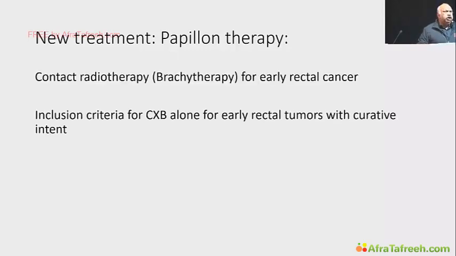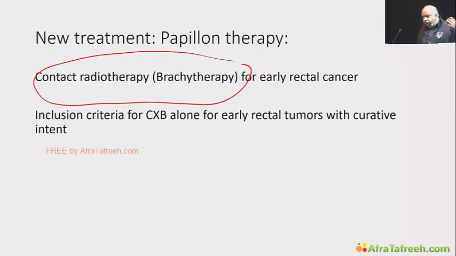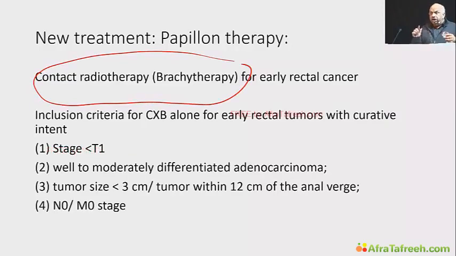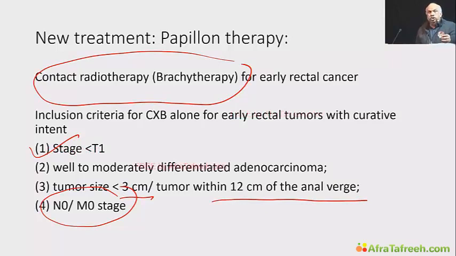They do respond to radiation, but only in early stage. So we put a probe in the rectum with a radioisotope. This is contact radiotherapy, not external beam. The source is not outside the body, it's in the rectum. This is contact radiotherapy only for early cancers: till submucosa, that is T1, less than 3 centimeter, within 12 centimeter from the anal verge, and no lymph node, no metastasis. This is a new regime called Papillon therapy. This is not yet an MCQ, but can become an MCQ in the near future.